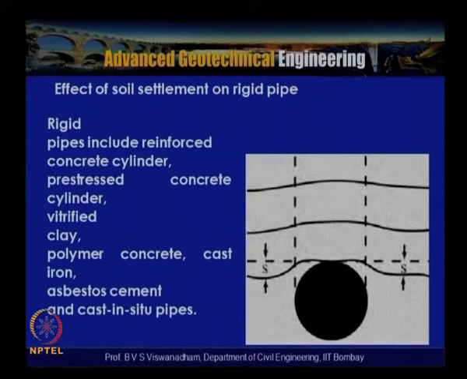The typical rigid pipes include reinforced concrete cylinder, pre-stressed concrete pipes, vitrified clay, polymer concrete, cast iron, asbestos cement, and cast in situ pipes.